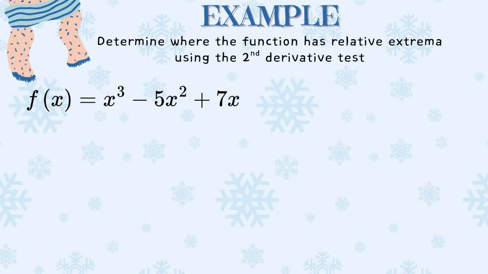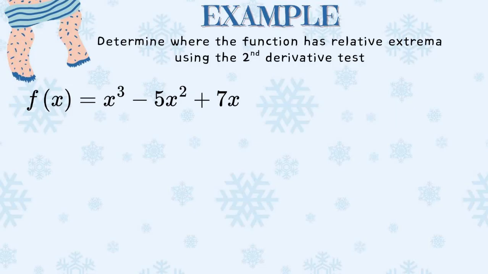Alright, so this one says determine where the function has relative extrema using the second derivative test. So we'll finish up with this one. So what do we first need in order to be able to use our second derivative test? We do need the second derivative, but what was the first thing that I wrote on my second derivative test? That f prime of a equals 0, right? So we have to have our critical points.